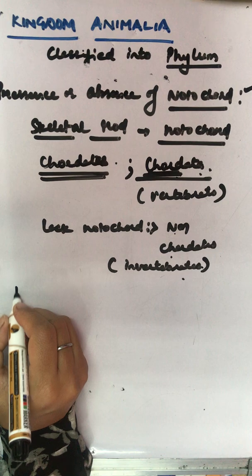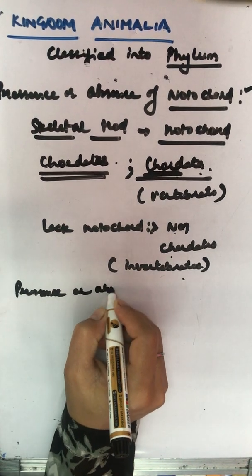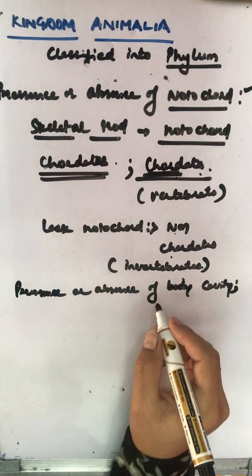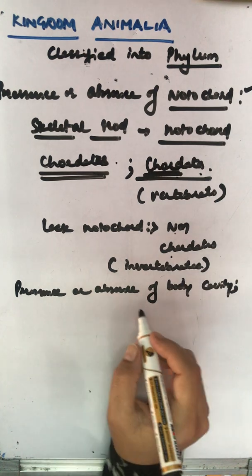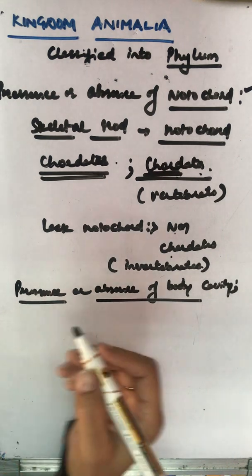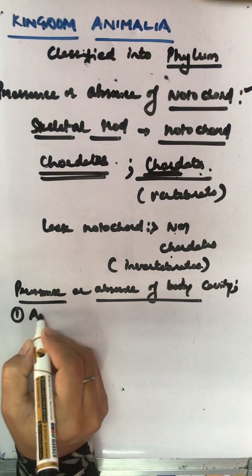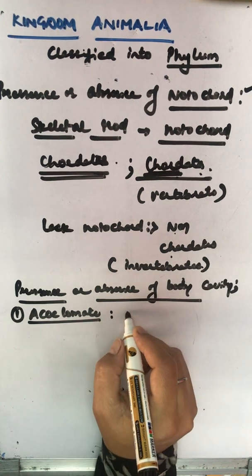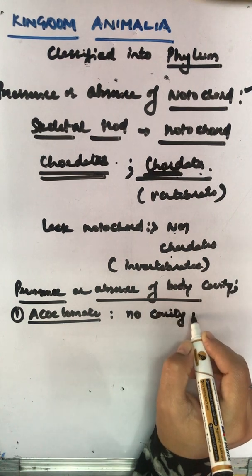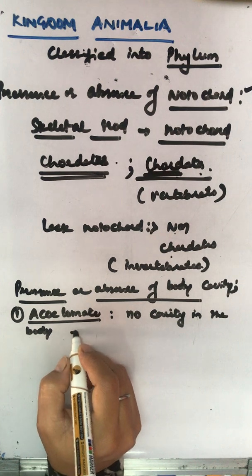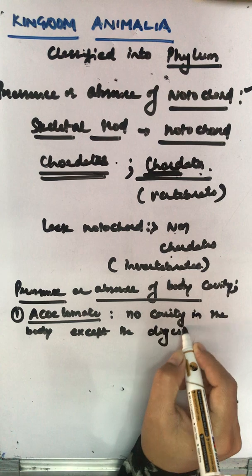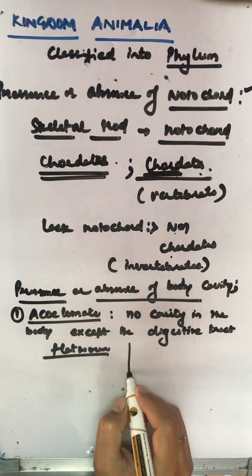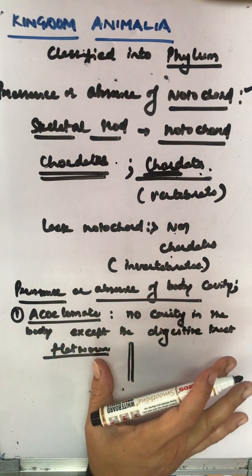Then, presence or absence of body cavity. What is the other name of body cavity? That is coelom. Remember? Now, on the basis of its presence or absence, we group the animals. Number 1, acoelomates: animals that do not have any cavity in the body. Then what do they have? Except for the digestive tract, that means flatworms. Flatworms have only a general body lining and a simple digestive tract. There is no cavity in the body otherwise.